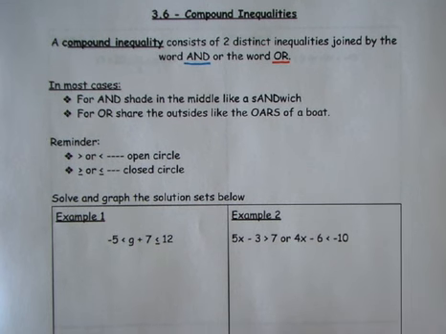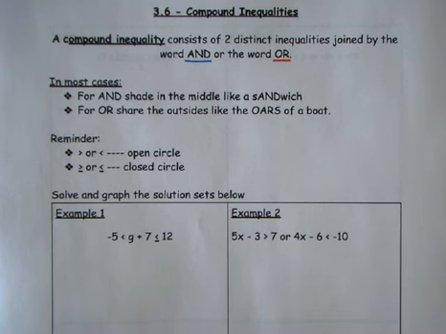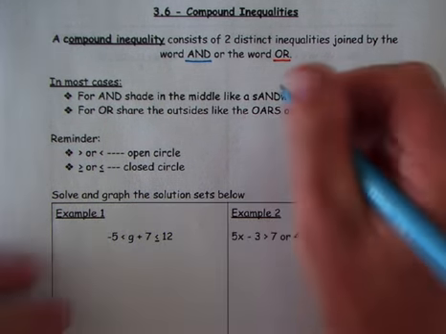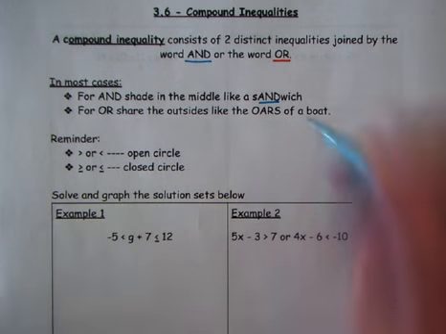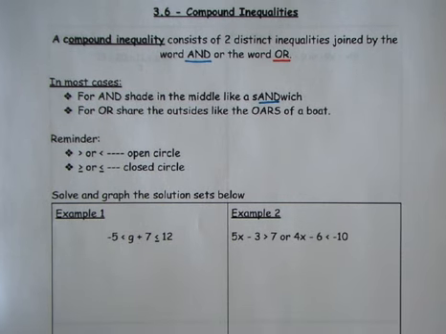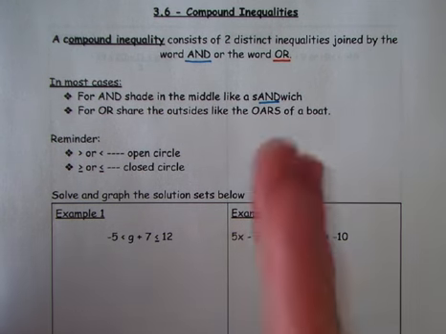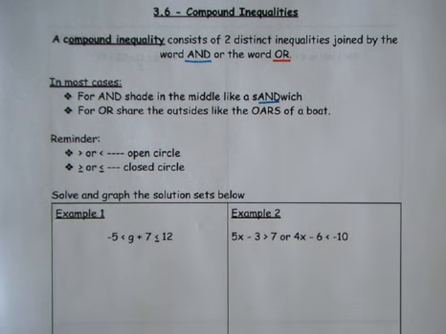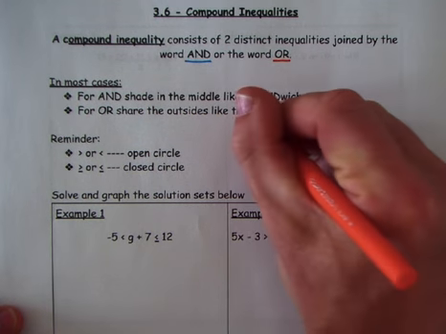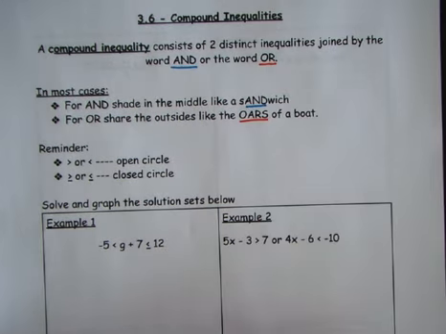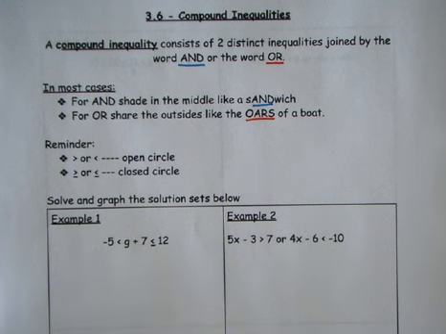Okay? In most cases, for and, we're going to shade in the middle like a sandwich. This is just kind of a way that you might be able to remember it. For and, you're going to shade in the middle like a sandwich. That means the graph is going to look like at 2 bounds, and then in the middle it's going to be shaded. And for or, you're generally going to shade the outsides like oars of a boat. So I'll show you what that means here in a second.